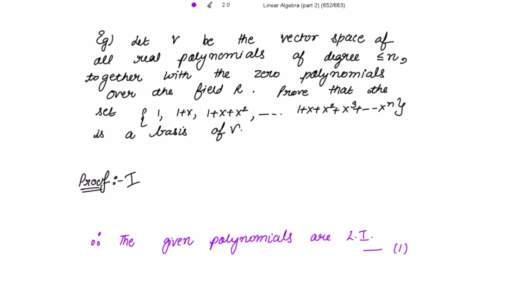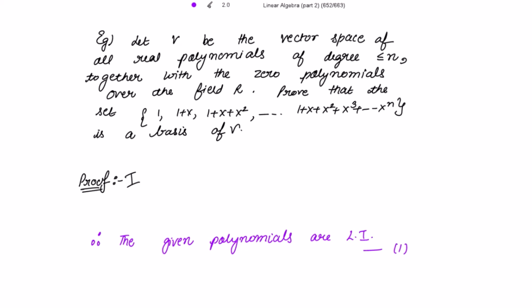The example is: let V be the vector space of all real polynomials of degree less than or equal to n, together with the zero polynomial, over the field R, and prove that this complete set is a basis for V. So we start with the result that we already know: since none of the given polynomials is a linear combination of the preceding ones, these polynomials are linearly independent.